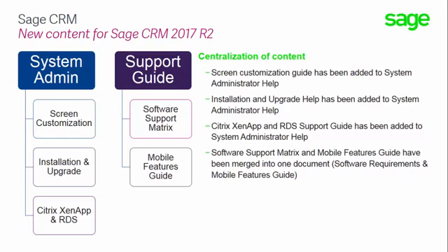There's also been some important changes for documentation and in the Help Center for Sage CRM 2017 R2. What you'll see is that much of the information has been centralized. We're trying to avoid the duplication and maintenance of multiple points of data about the system. So you can see that the system customization guide has been added into the system admin help. Installation and upgrade help has been rolled up as well into the system admin area. The Citrix and RDS support guide has been added into system administration, and together the support matrix and mobile features guide have been merged into one document, the software requirements and mobile features guide.